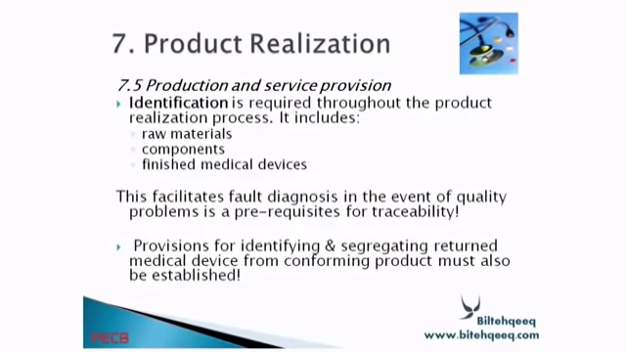Production and service provision is the same as ISO 9000. Identification is required throughout the product realization process. It includes raw materials, components, and finished medical devices. This facilitates fault diagnosis in the event of a quality problem and is a prerequisite for traceability. Provision for identification and segregation of returned medical devices from conforming products must also be established. So you have to develop a mechanism, and by using this mechanism, you can identify any product at any stage of production.